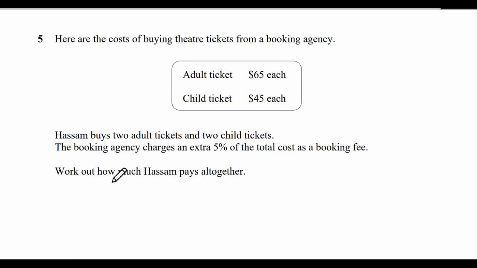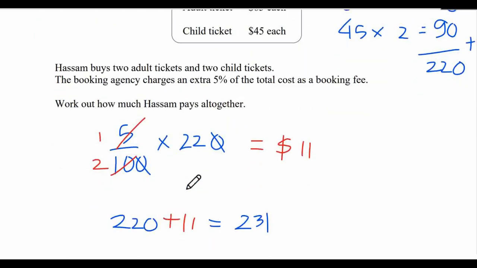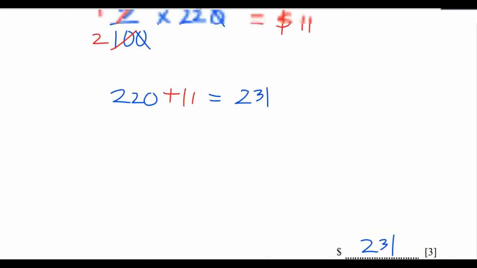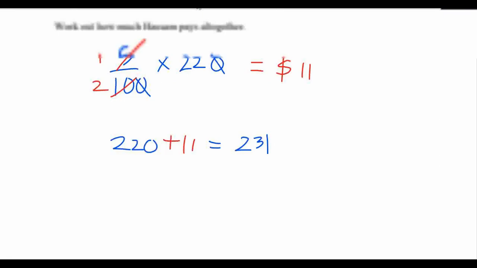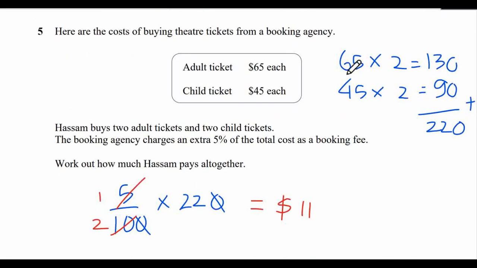Well, you might pause this video if you're not finished. Let's check out the answer, guys. So here we go. Hassan must pay $231. This is how it works. 65 times 2 is 130. 45 times 2 is 90. Then we add up 130 and 90 and it becomes 220.